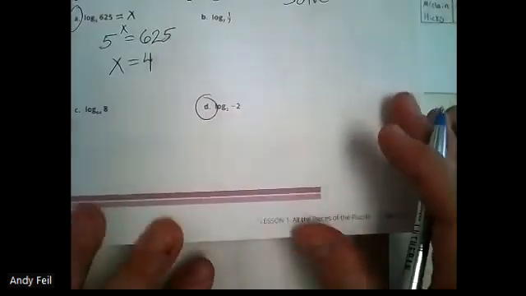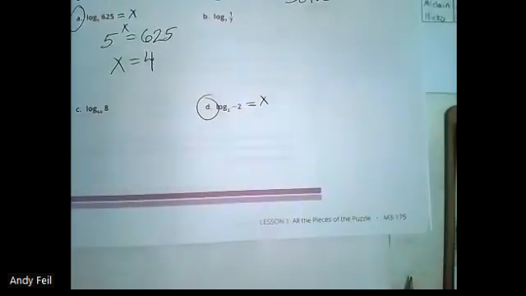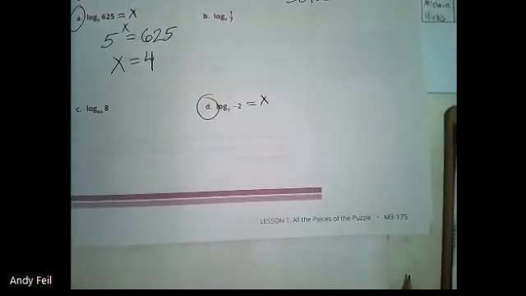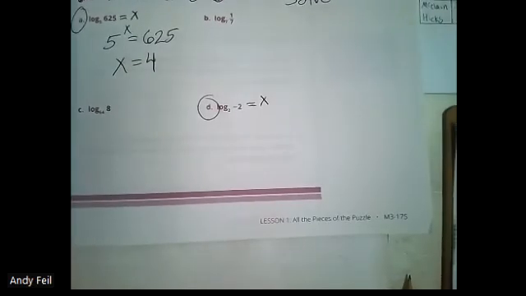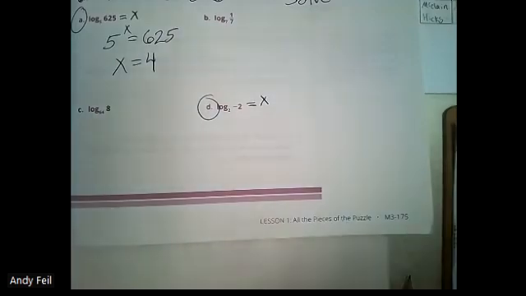I want you to do D. Put equals X after it. And see what you get. This will be our last one. I'll give you a warning. This is a toughie. I think you can all do it. It's just a toughie, that's all.